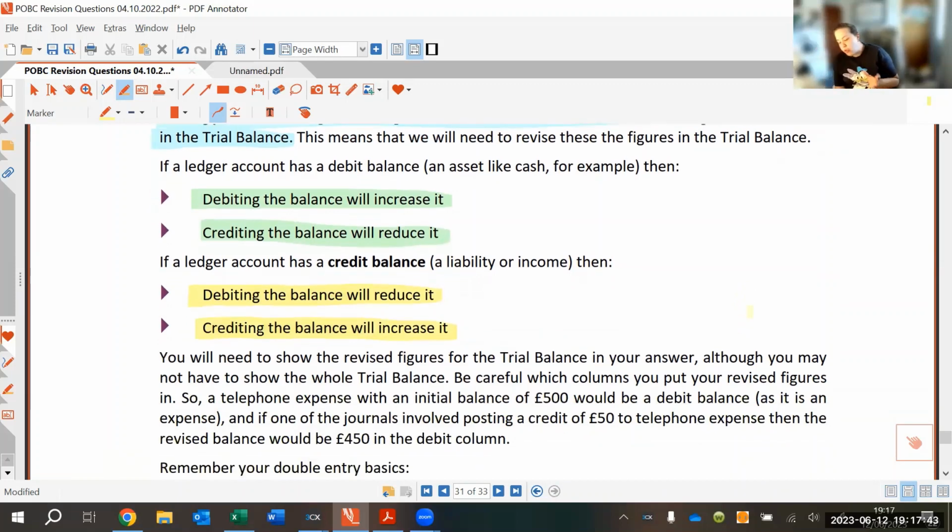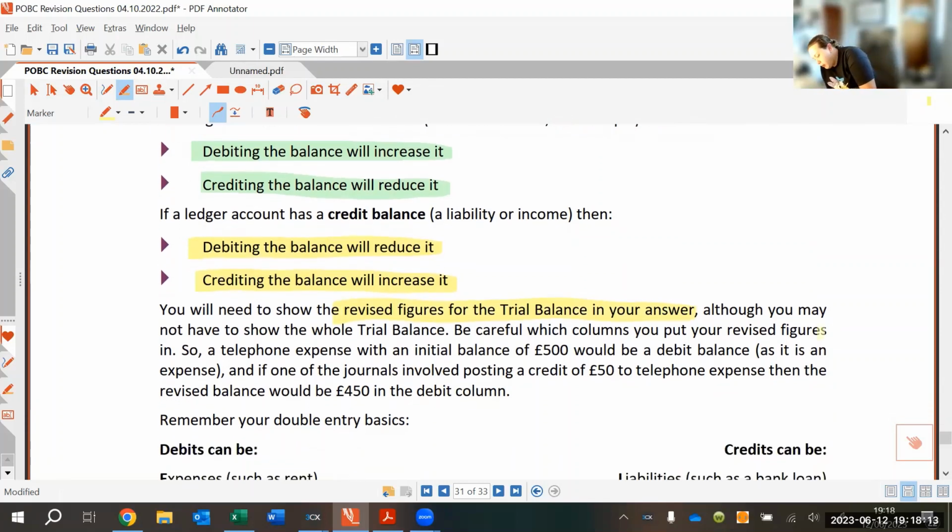Once you've worked out what the revised figure is, you will need to adjust that on the trial balance in your answer. It might be that they don't give you the whole trial balance, they might give you a small extract of it. But I think it's probably more likely they will give you enough entries that once you've done it correctly, you can check the trial balance will balance, because it's just satisfying, isn't it? Just be really careful about which columns you put your revised figures in. Make sure you know what you're doing.